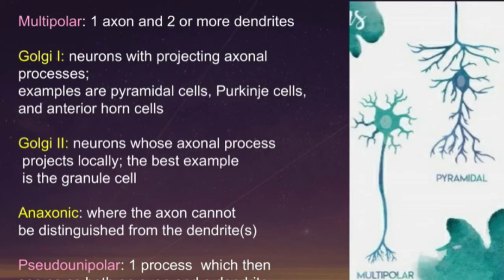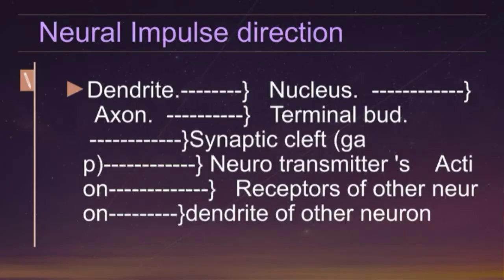Neural impulses, or messages, travel from the dendrites of one neuron to the nucleus and to the axon and terminal buds, and finally they reach the synaptic cleft, or gap, where neurotransmitter action occurs. The receptors of other neurons receive the messages and pass them to the dendrites of the other neuron.